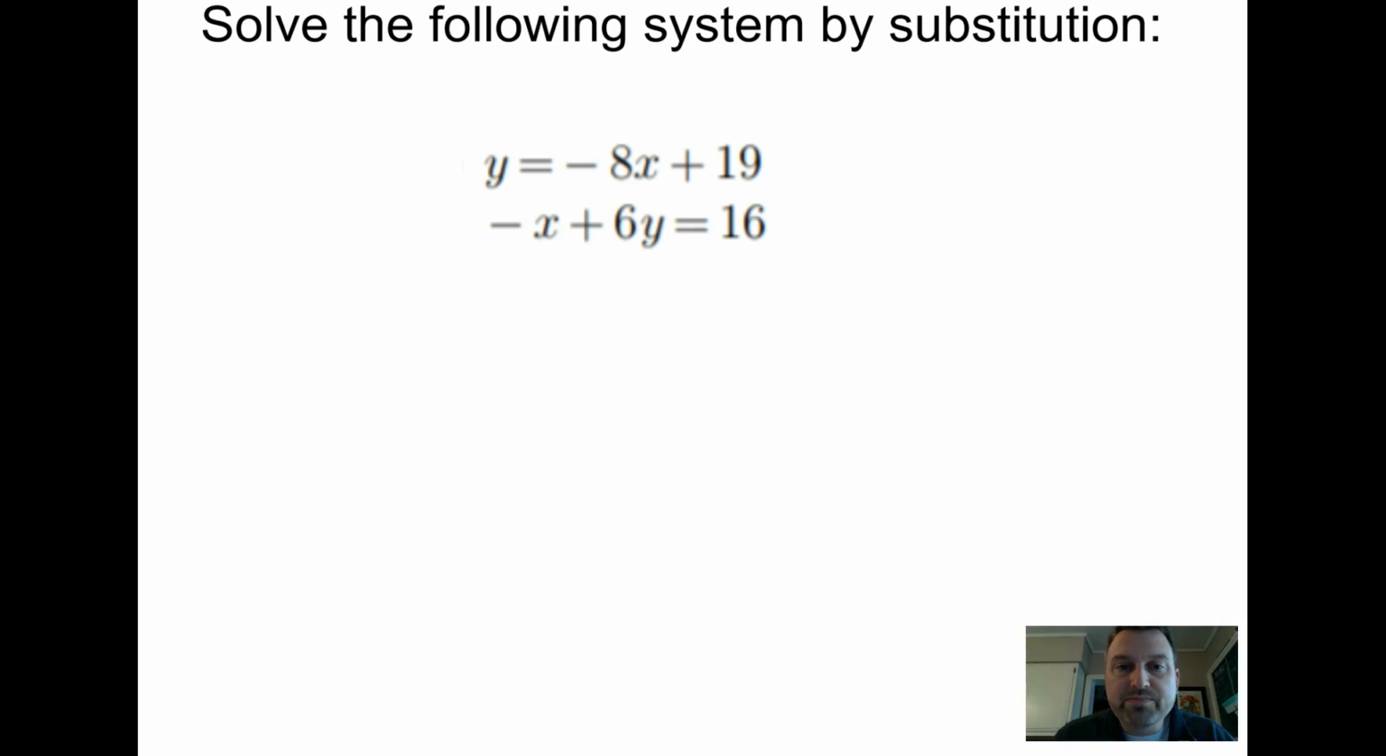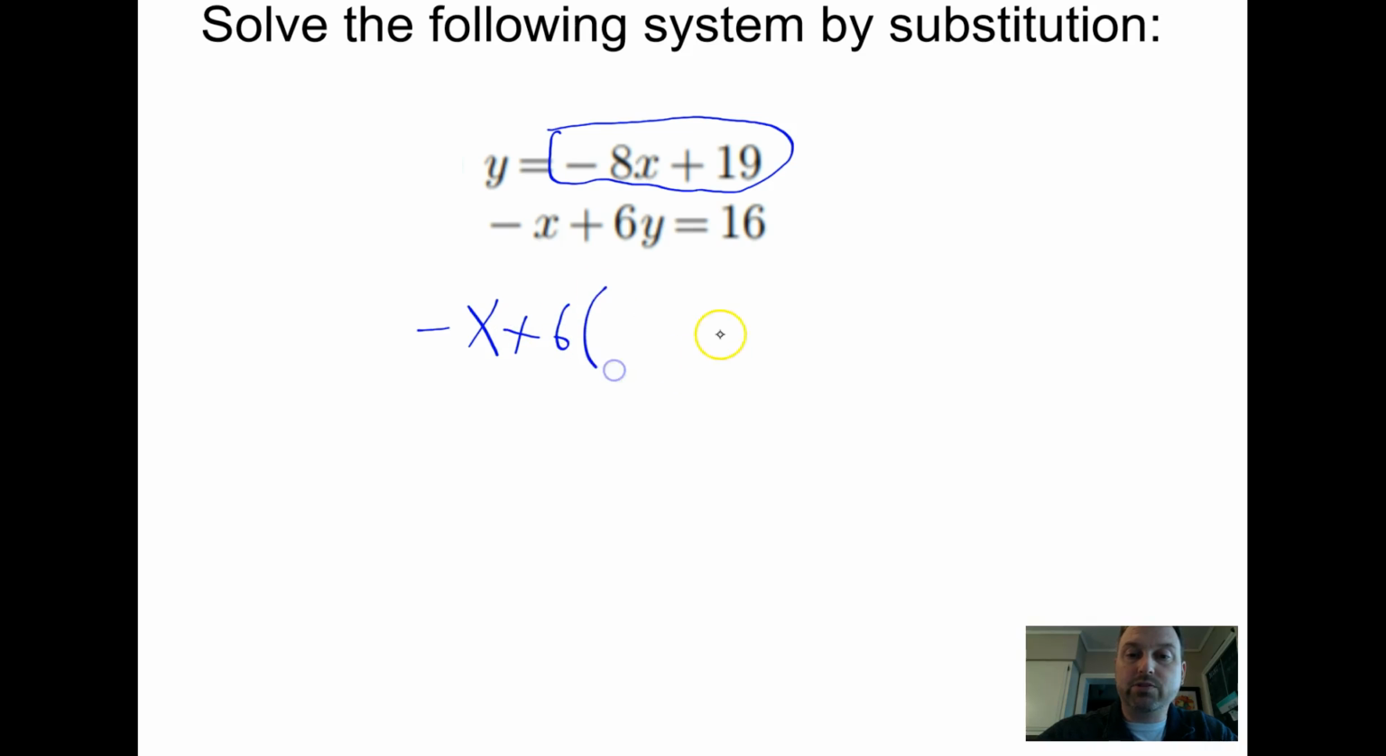Next problem. So that's by elimination. Next one's by, as you can see, substitution. Substitution takes place when you see y equals or x equals something. In this case, y equals negative 8x plus 19. So where I see a y, I'm replacing it with negative 8x plus 19. So negative x plus 6 times negative 8x plus 19 equals 16.